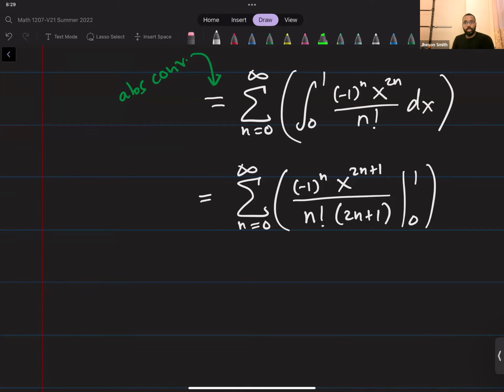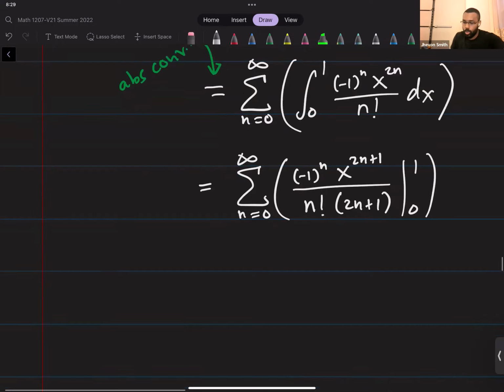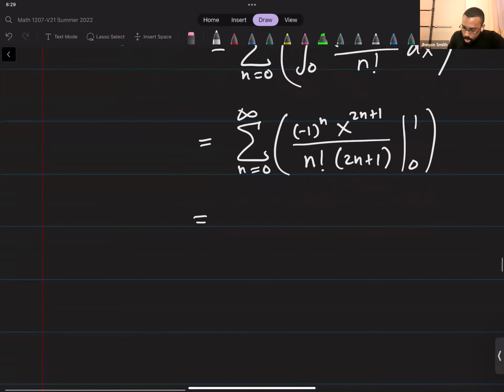But we want a definite integral, so we're going to apply the fundamental theorem of calculus. Obviously, if I plug in x equals 0, it wipes everything out. So we only have x equals 1. So this would just be the series minus 1 to the n over n factorial times 2n plus 1.